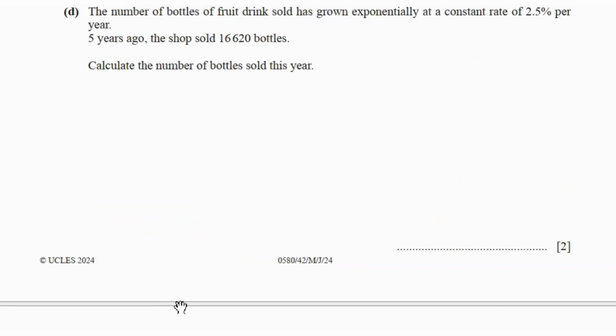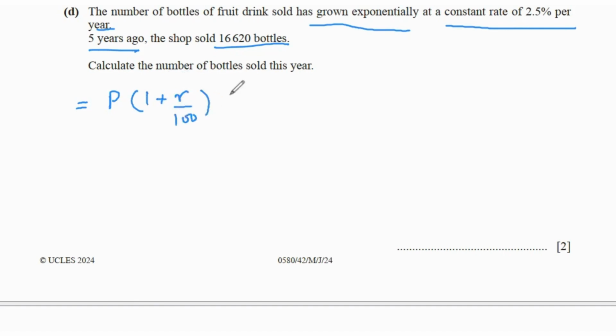Then it says the number of bottles of fruit drinks sold has grown exponentially at a constant rate of 2.5% per year. Five years ago, the shop sold 16,620 bottles. Calculate the number of bottles sold this year. When you talk about exponential growth, basically the formula we're using is initial amount or principal amount times 1 plus r over 100 to the power of time.